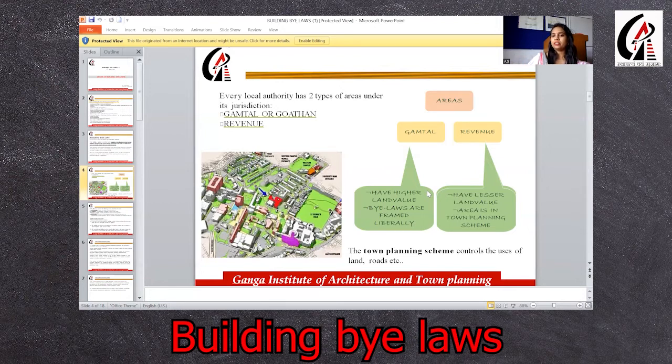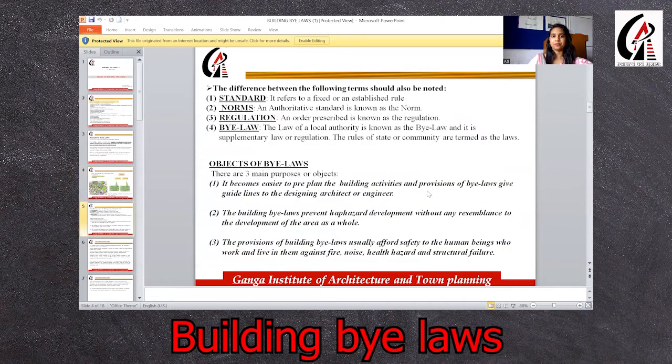So according to that higher land value, we have to frame the bylaws, so that your vacant spaces are not wasted and can be properly used with the help of zoning, with the help of proper town planning schemes and proper guidelines for that particular zone. And the town planning scheme controls the uses of lands, the roads, and the spaces.